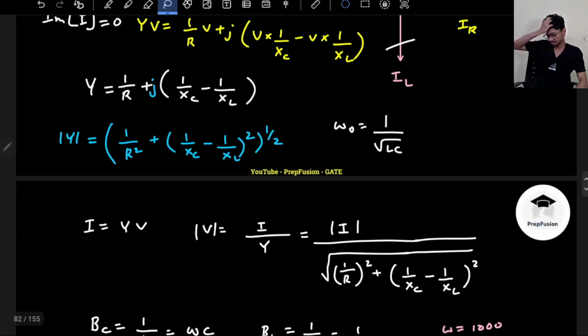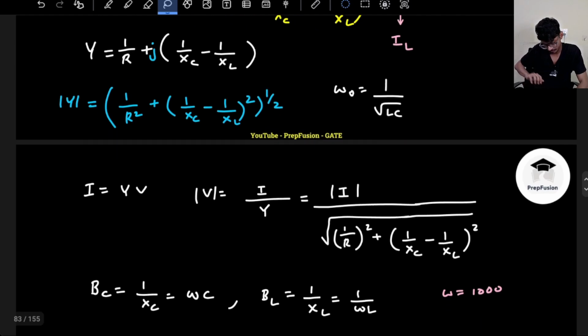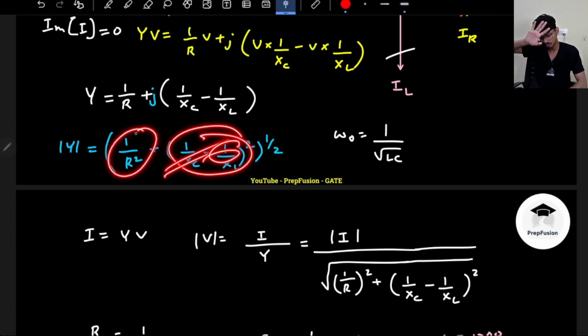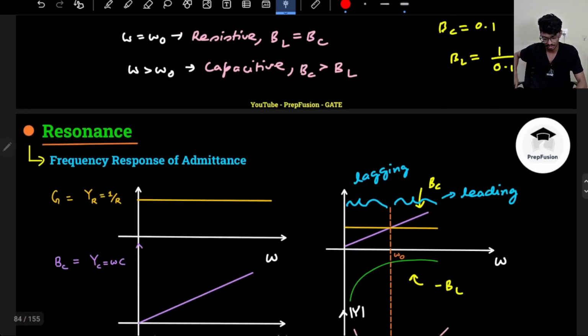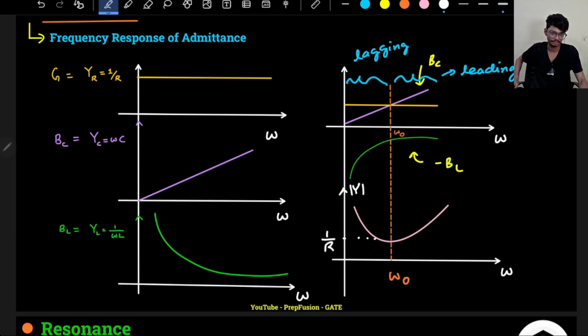So what I can comment is that admittance will always be something more than 1 by R, because the second term will always be non-zero, and if I am squaring it and then adding it, of course it will be more than 1 by R. Only at one frequency, when these two are equal, this will vanish totally, then it will be 1 by R. So it is minimum at omega equals omega naught. That's why the magnitude of the admittance is 1 by R here.